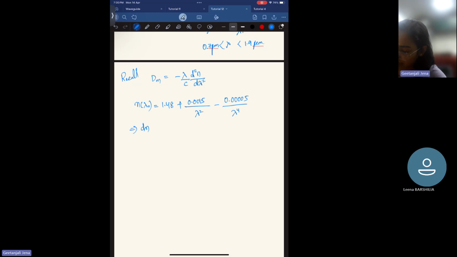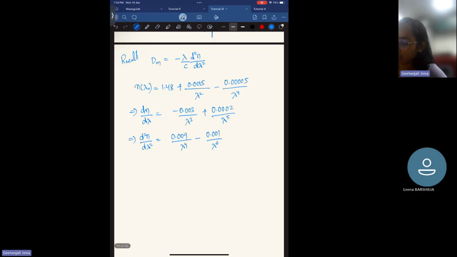So that means dn by d lambda will give minus 0.003 lambda cube plus 0.00. So the next derivative will give 0.009 lambda 4 minus 0.001 lambda 6. So we need to find out the value of Dm at lambda equal to 1.55, which is the operation wavelength.